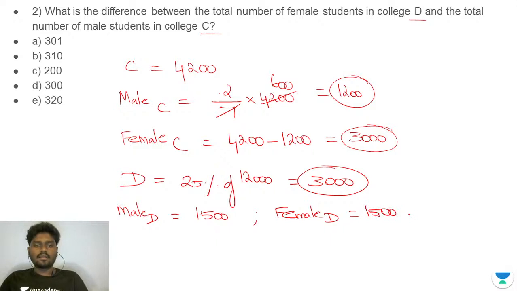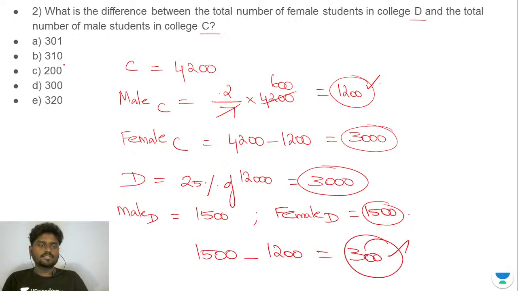Cool. So now what they're asking you to find is the difference between the total number of females in college D, which is 1500, minus the total number of males in college C. How much is it? 1200. So if you take the difference, you'll get 300. The answer is absolutely option D. 300, option D is the right answer for the second question.